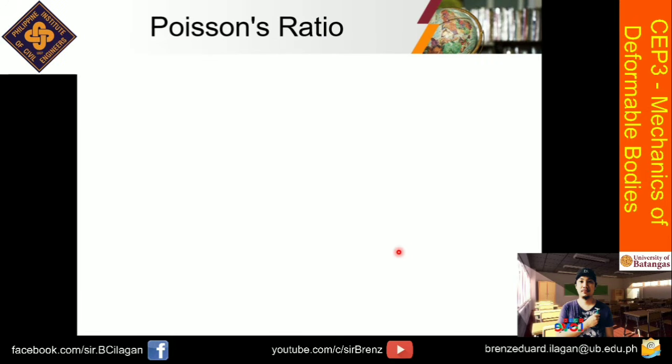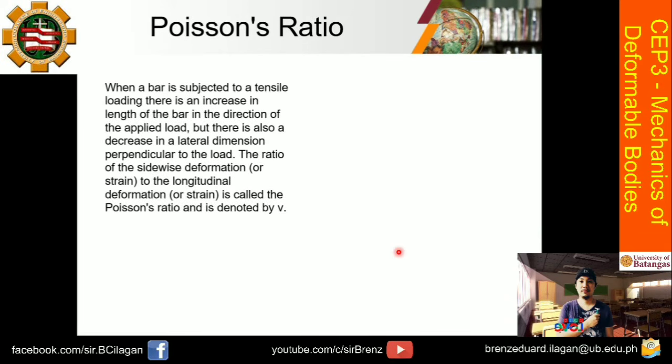Okay, so next, we will now discuss the Poisson's ratio. So what is a Poisson's ratio? When a bar is subjected to a tensile loading, there is an increase in length of the bar in the direction of the applied load. But there is also a decrease in a lateral dimension perpendicular to the load. The ratio of the sideways deformation or strain to the longitudinal deformation is called the Poisson's ratio, and it is denoted by the symbol V.